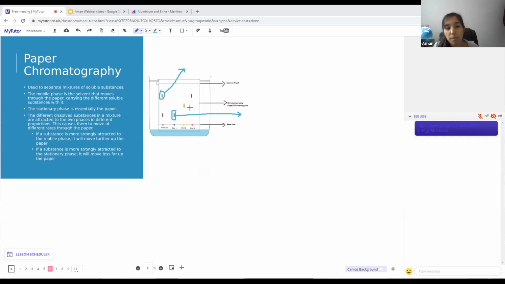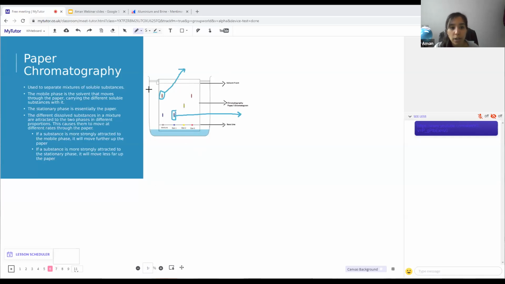So any questions about attractions then? So it's about how far an ink or one of the chemicals in the chromatography paper moves up. If it moves further up, it's more attracted to the mobile phase and less attracted to the stationary phase. If it moves less far up, it's more attracted to the stationary phase and less attracted to the mobile phase. Okay, so no one sent me any questions on that, so I'll assume everyone's happy with that.